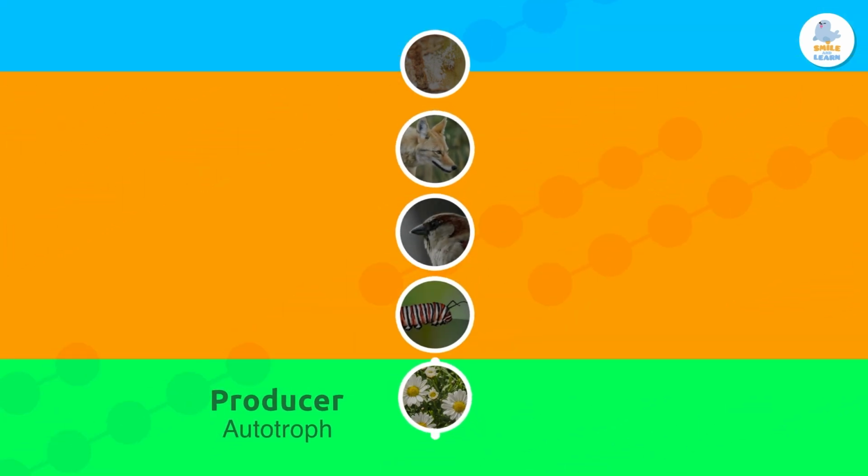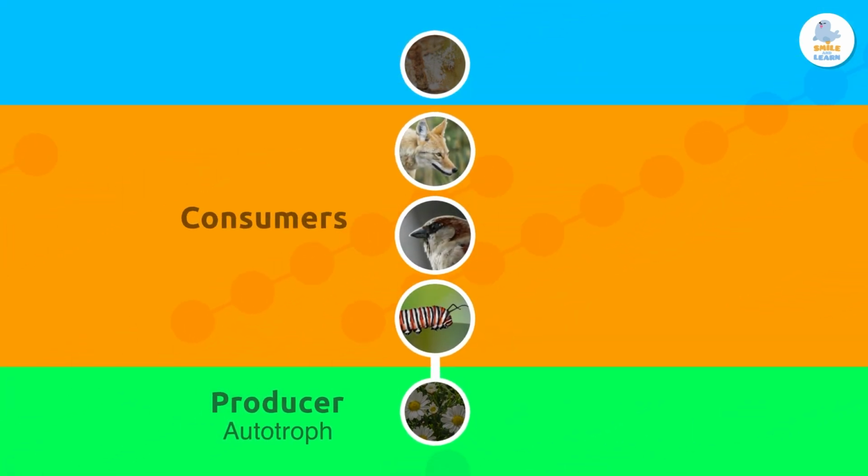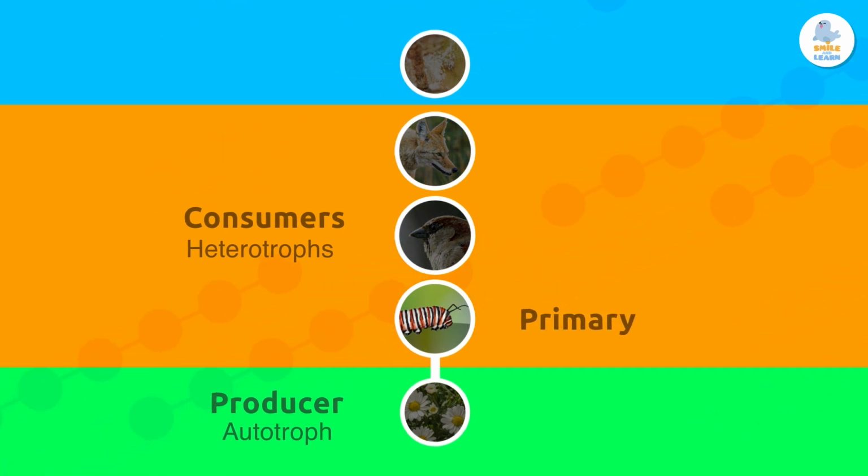But, as we know, not all living things can produce their own food. These living beings are called heterotrophs, and they eat other living things to get energy. Animals that eat producers are called primary consumers. In this food chain, the caterpillar is our primary consumer.